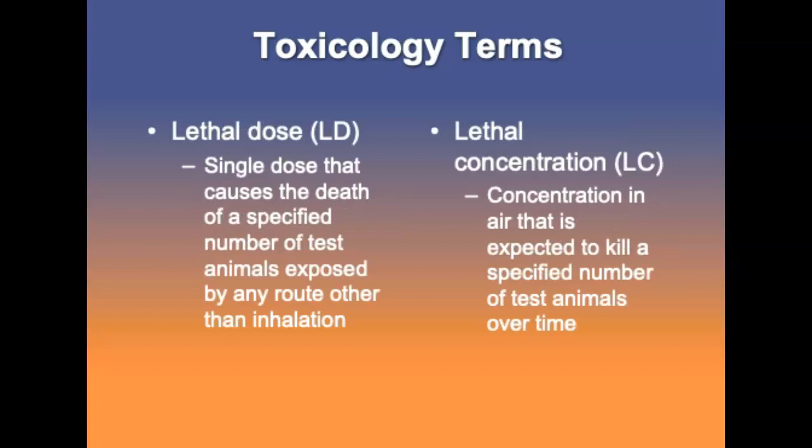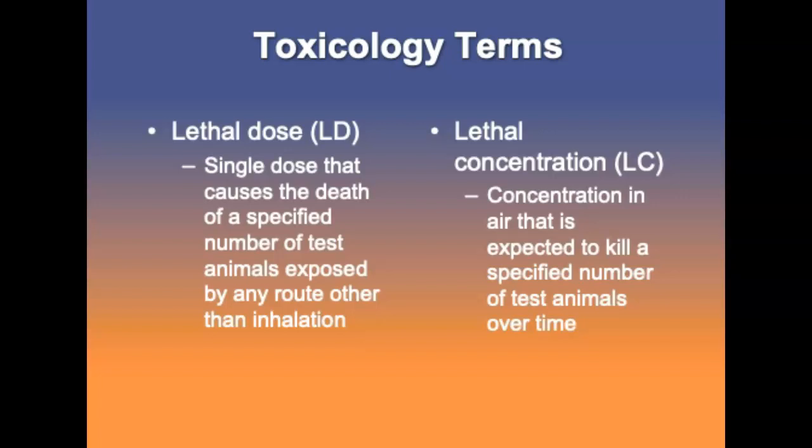Lethal dose, or LD, is a single dose that causes the death of a specific number of the group of test animals exposed. And lethal concentration, or LC, is the concentration of the material in the air that is expected to kill a specific number of the group of test animals when administered over time.